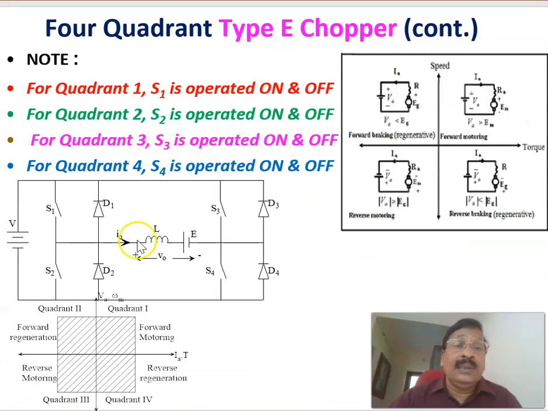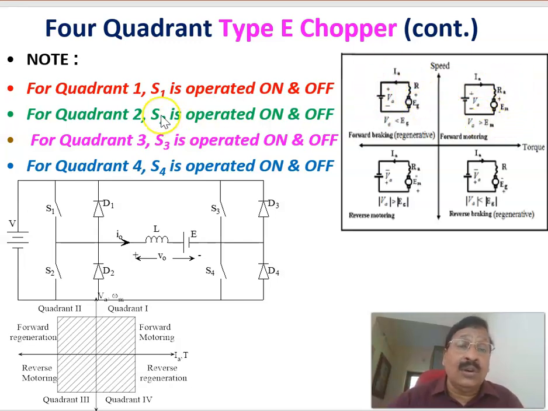Now continuing with the 4-quadrant chopper, the class C chopper. As we have already seen, for the first quadrant operation, S1 is operated at high frequency. Therefore, the corresponding diagram is shown here. In that case, it is called the forward motoring case. Electrical power is transferred into the load, the mechanical load motor. Here we can see that a positive voltage is obtained, and similarly the current is also positive. Therefore, we are getting a forward motoring action.